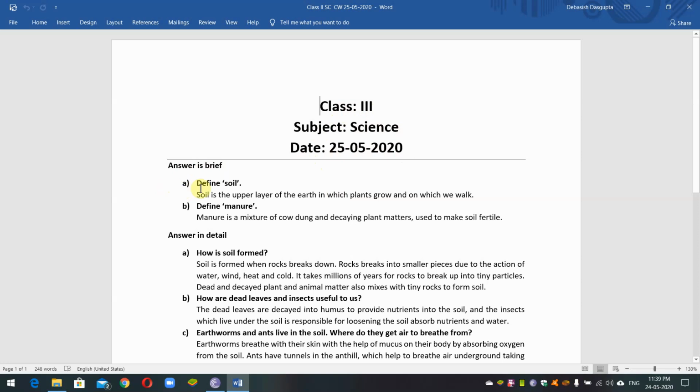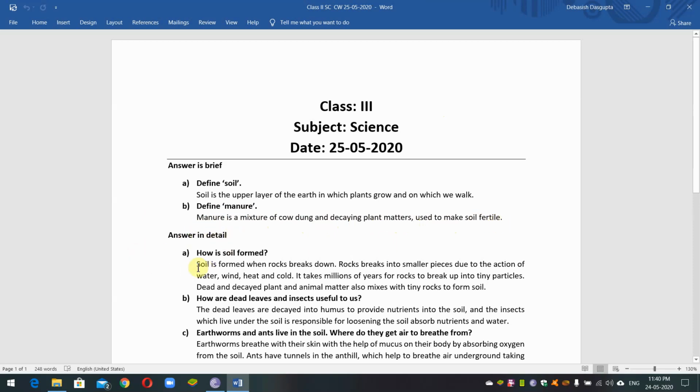Question number A. Define soil. Soil is the upper layer of the earth in which plants grow and on which we walk. Question number B. Define manure. Manure is a mixture of cow dung and decaying plant matter used to make soil fertile.